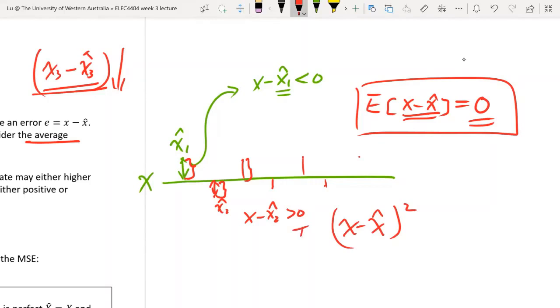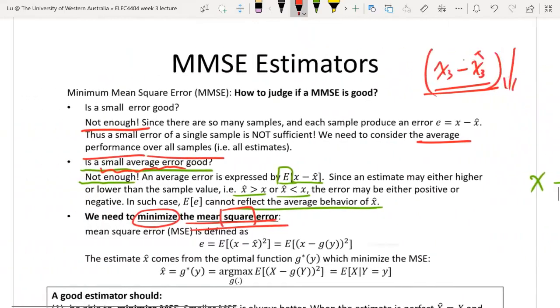And then when you evaluate the expectation, or the average, of the squared errors, that gives you a number. This number must be able to indicate the average performance of your estimation, because the positive and negative errors will not be able to cancel each other. All the errors were converted to positive before we evaluated them in the expectation. Okay, so this is the reason we use the square here. So everyone, please bear that in mind.